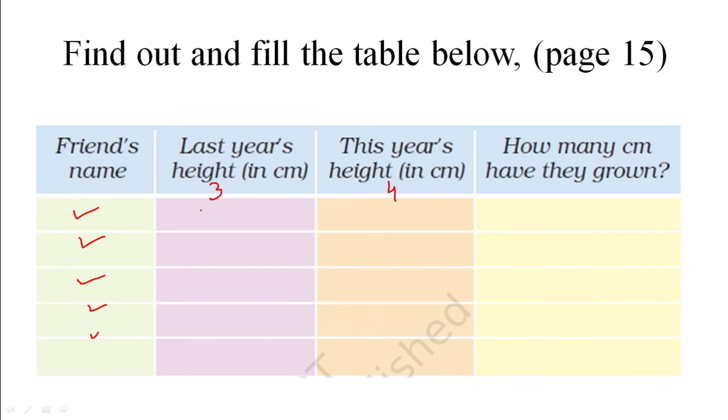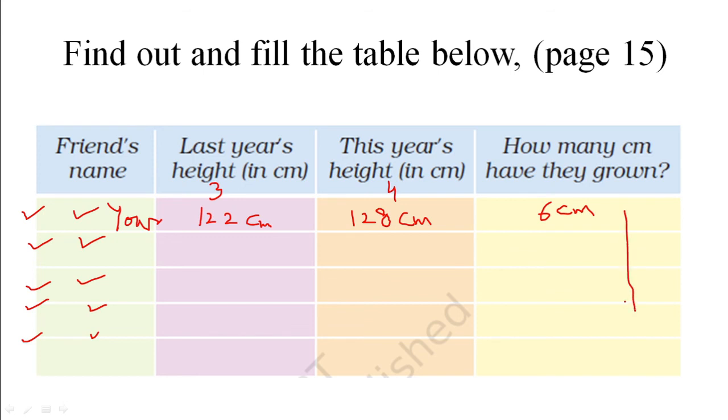Okay. So generally you were 122 centimeter, and you grew up in fourth class to 128 centimeter. So what is the difference? 6 centimeter. So this is your height. In this way you can write for your friends and brother or sister also. Write here your friend, brother, sister, and tell me who has grown up more, meaning the difference of the two heights is more. Write his name in the comment box.